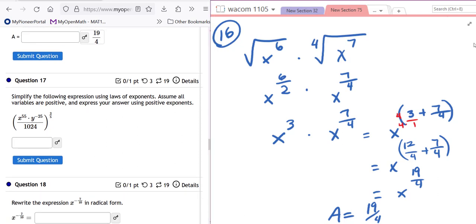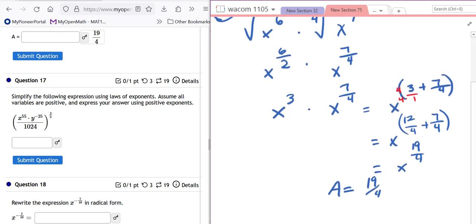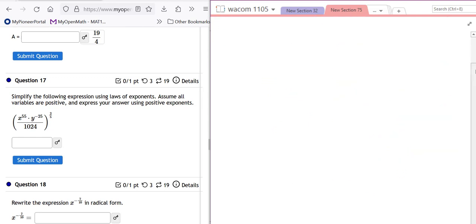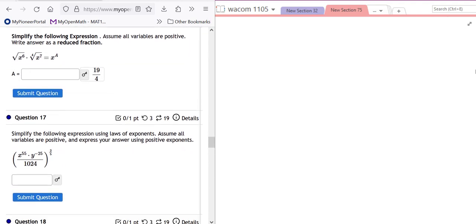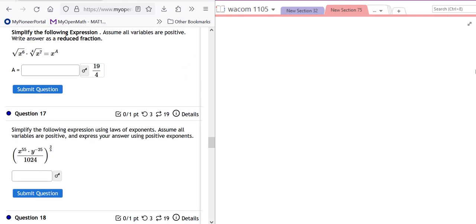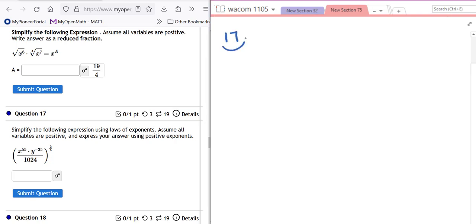All right, and they really have these mixed. You get a problem that looks kind of easy, and then you can get one that looks really hard. This one looks really hard. So we should do it here rather than you have to do it on your own, right? Okay, so x to the 55, y to the negative 25 over 1024 to the 2/5.